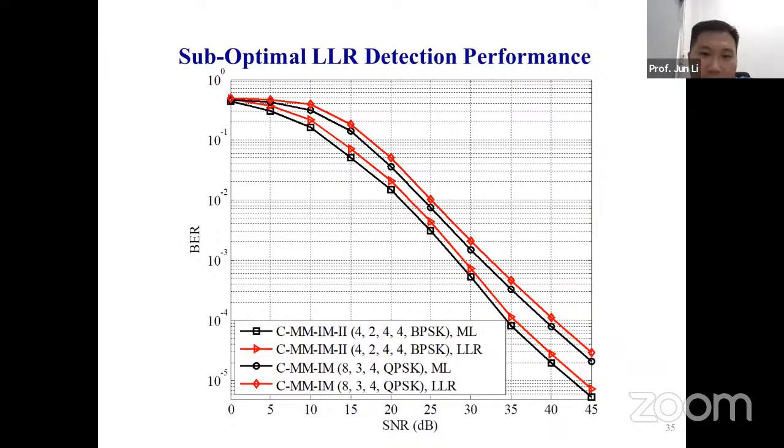This is the last part, right? This is the suboptimal LLR detection performance compared to the ML algorithm, and the proposed LLR algorithm gets nearly similar performance to the optimal ML detection, right? The performance loss is very tiny, very little. It's not a big performance loss, but with very low detection complexity.